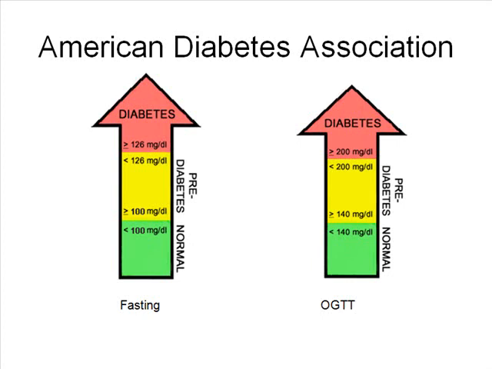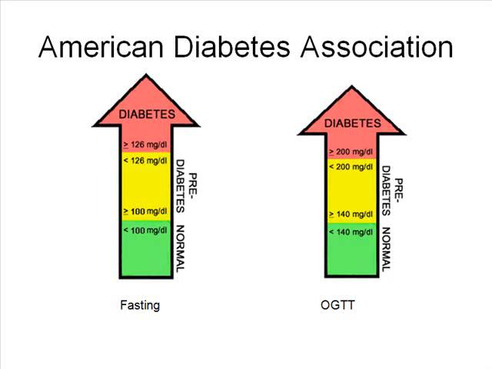Now, here is what the American Diabetes Association says. You must be less than 100 to be considered normal, fasting. If you are above 100 fasting, you are in the pre-diabetes area, up to 126. If you go greater than or equal to 126 fasting, you are a diabetic.